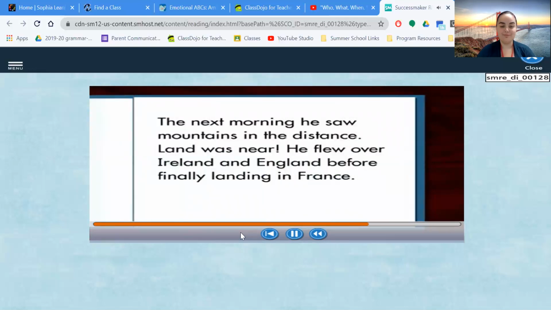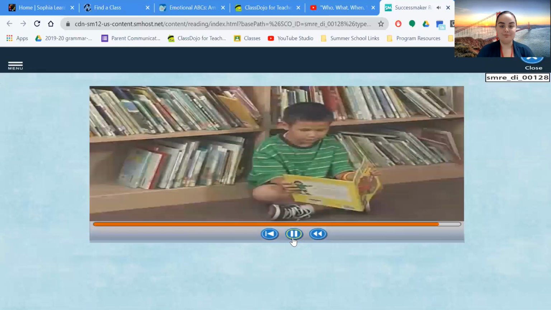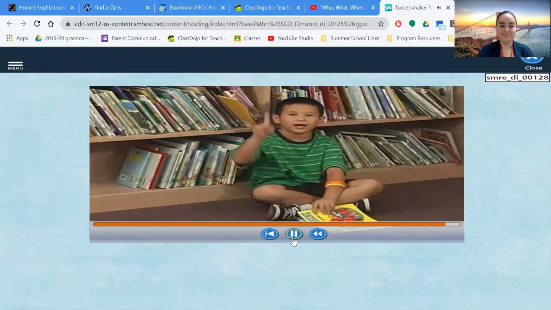Let's see the second paragraph. The next morning, he saw mountains in the distance. Land was near. He flew over Ireland and England before finally landing in France. So again, looking for those tip-off words telling us, okay, well, what order did this happen in? When did he see the mountains? The next morning. And the clue word finally tells us that Lindbergh's journey ended in France. Way to go! When it comes to sequencing, you're number one.